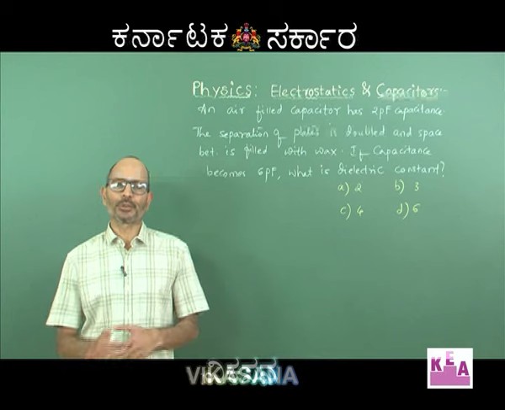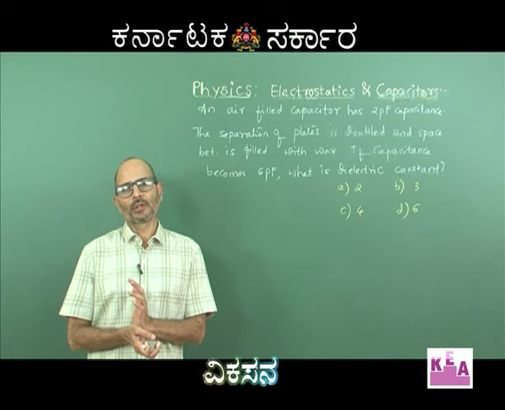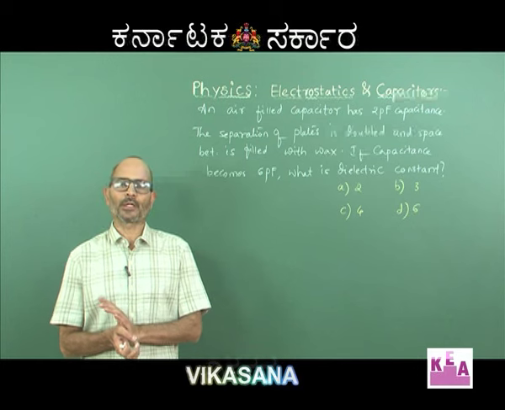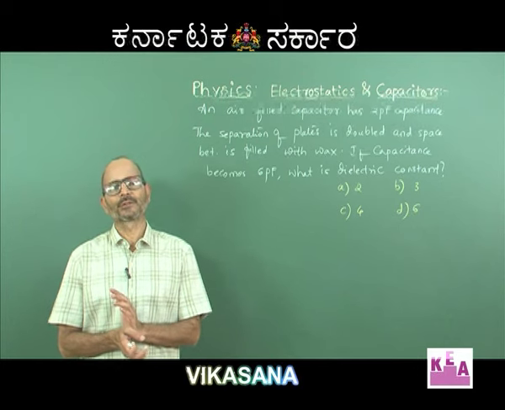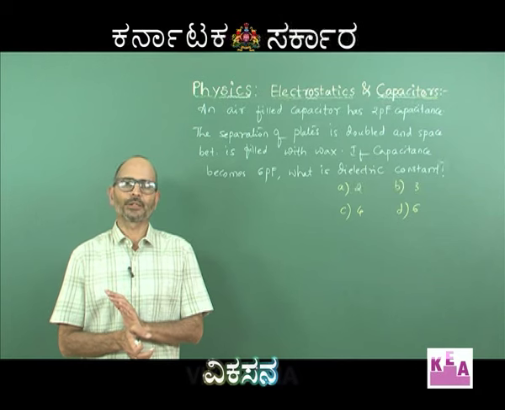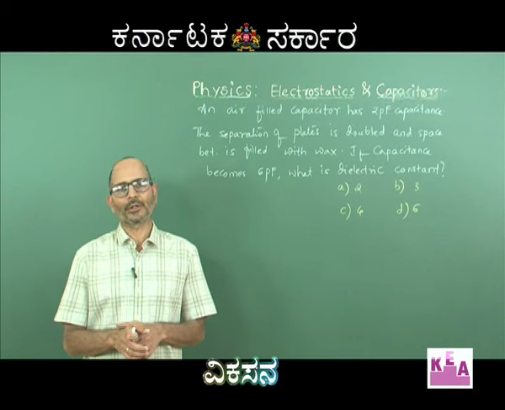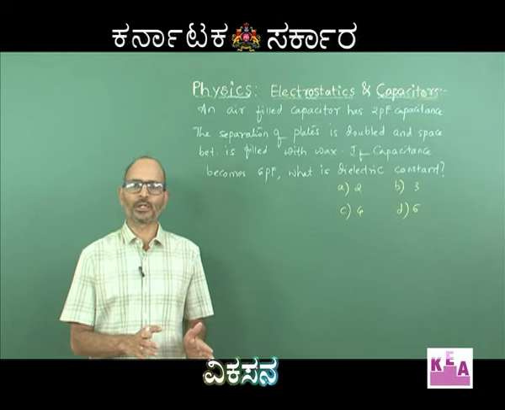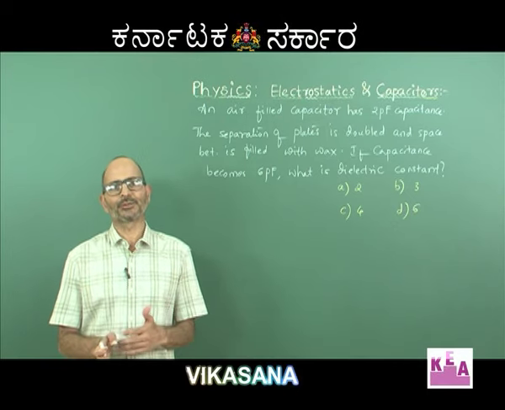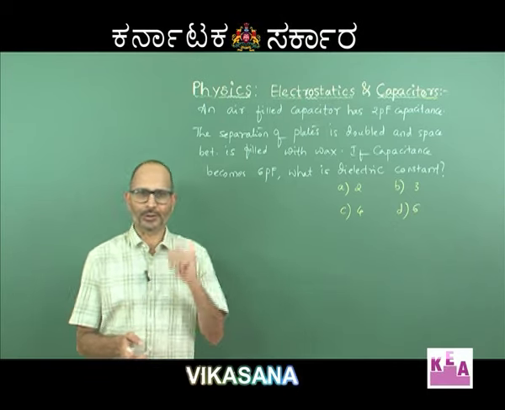So, here is another simple problem on a parallel plate capacitor. I hope you remember that the formula for parallel plate capacitor's capacitance is A epsilon naught by D, provided the space between the two plates is air or vacuum, and it is A epsilon naught into epsilon r divided by D, provided you have filled the space with some dielectric. Let us read the problem.